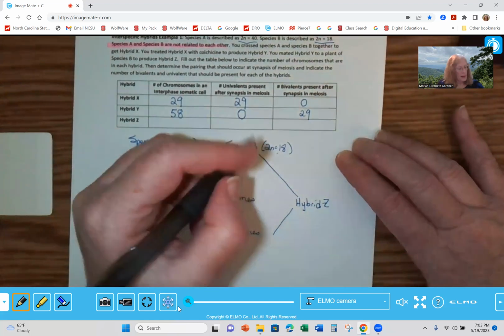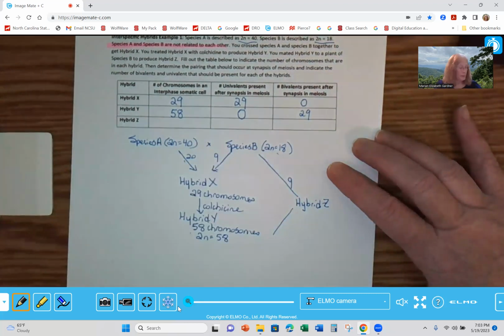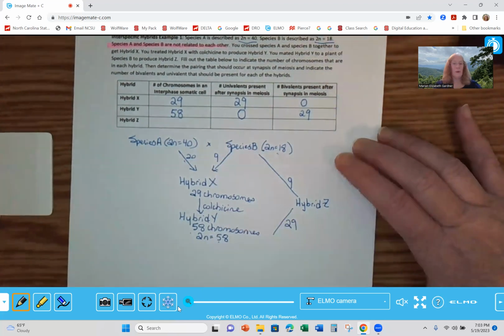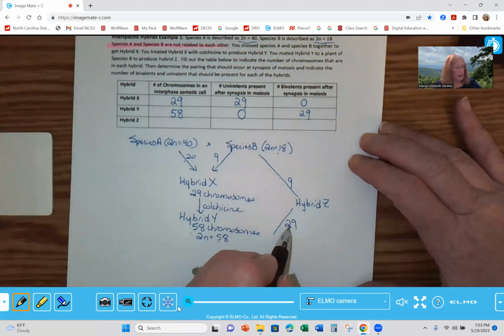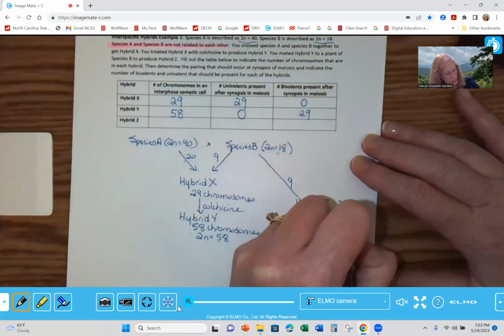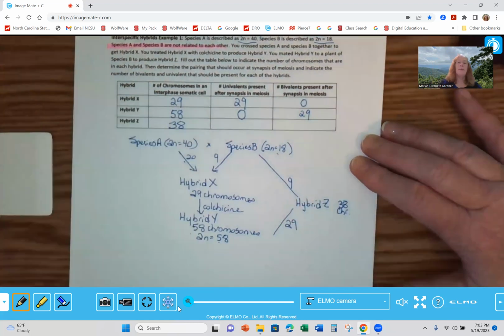Species B has 18 chromosomes, so 9 go into the gamete. And hybrid Y has 58 chromosomes, 29 go into the gamete. 29 plus 9, 38 chromosomes. Put that in our chart too.